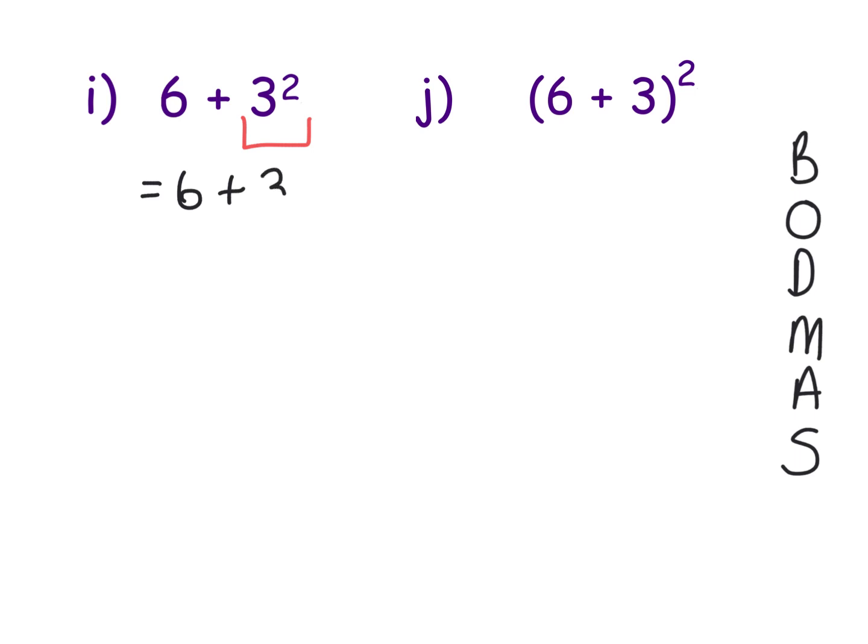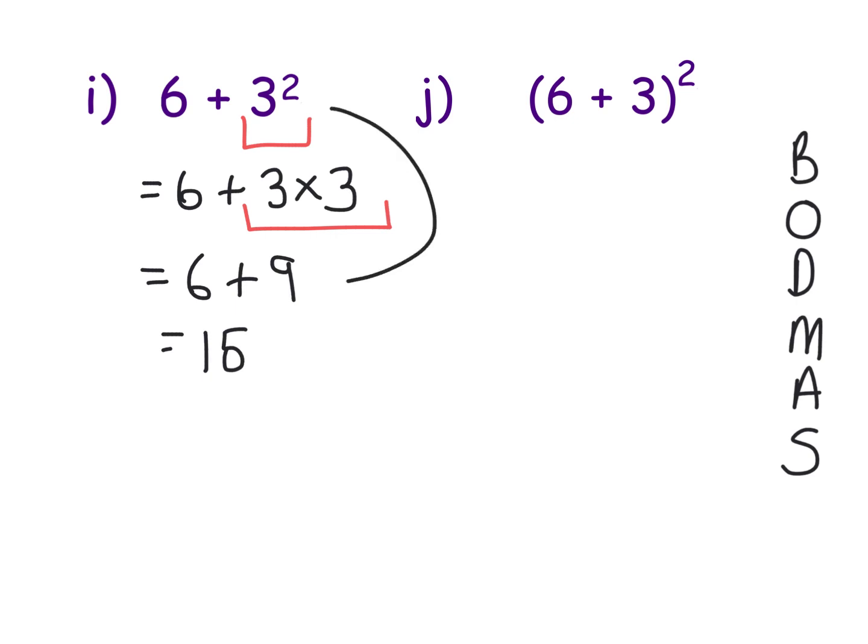Now another way to write that is I could write it as 3 times 3. And then using the old BODMAS, it's still telling us we need to do that multiplication bit first, which is 6 plus 9, which is 15. But remember, you could have come straight from here to here if you're good at knowing what your squared numbers are. 3 squared is 9.